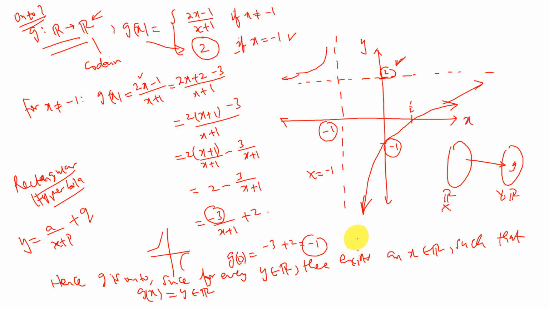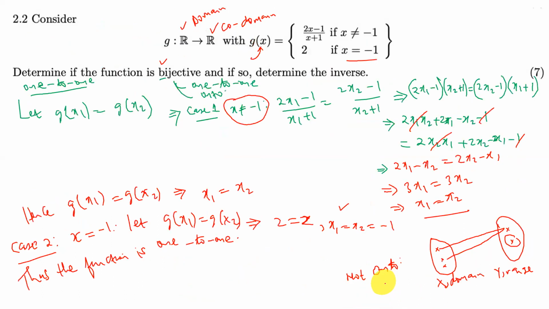Okay, we have not answered the question yet, except that now, in other words, hence or thus, g is bijective, since it is both one-to-one and onto. Okay, because they asked us to determine if it is bijective.